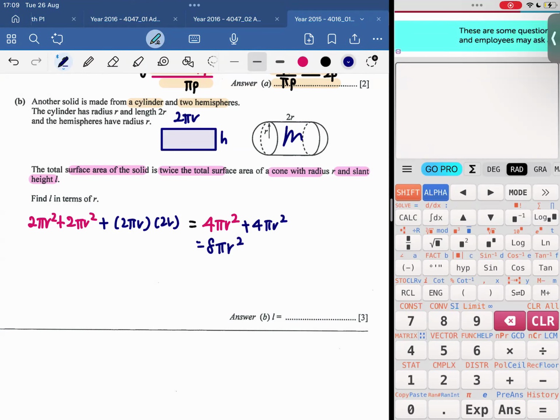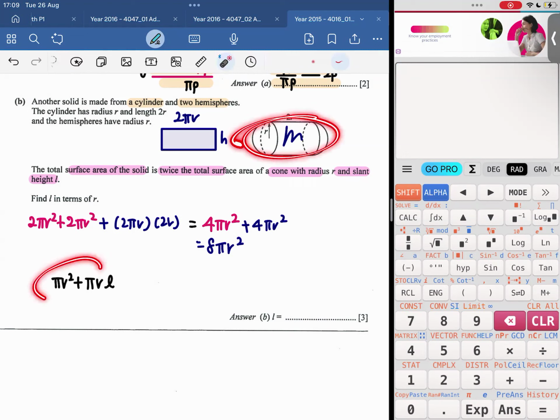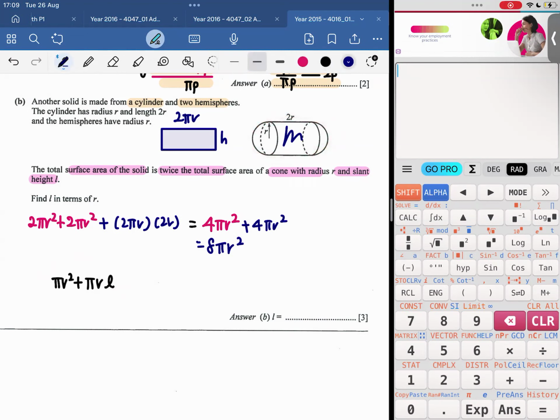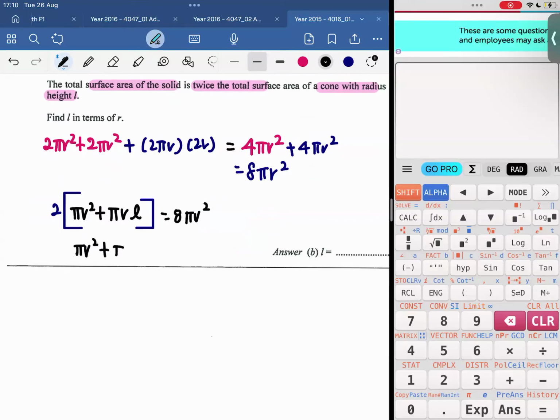Then after that, we're going to find the surface area of a cone with radius r and slant height l. For a cone, the bottom is pi r square, then your curved part is pi r l. The surface area of the solid is twice this, so in order to make them the same, I have to multiply the smaller one by 2. Then this part here will be equal already. So from here we have pi r square, pi r l. So this is 4 pi r square. Then you bring over pi r l, which gives 3 pi r square.